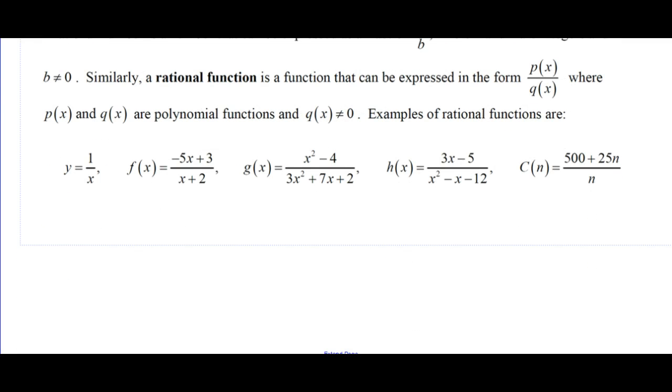Examples of rational functions are: y equals 1 over x, a rational function. You can even put y equals 1/2. These are still polynomials, but we don't generally think of it that way. f of x is negative 5x plus 3 over x plus 2. g of x is x squared minus 4 over 3x squared, etc. So just two functions, one written over the other, and the denominator cannot be 0. That leads to restrictions we have to be aware of.